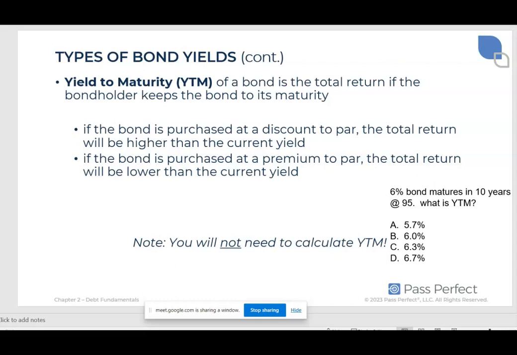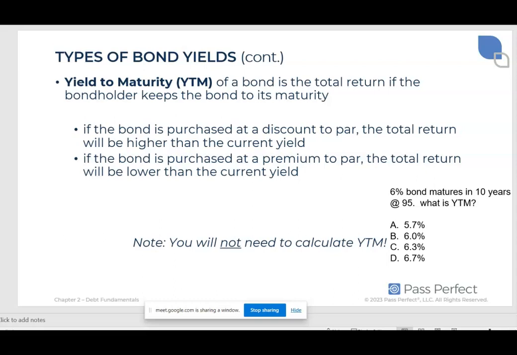Now, the bond maturity date, well, that's the day the loan comes due. That's the day the bond issuer, the borrower, repays the loan and gives it back to the bondholder. Well, how much is the amount of the loan? Well, every bond is a loan for $1,000, right? So that's its par value. So the bondholder is going to receive a check for $1,000 on the maturity date.